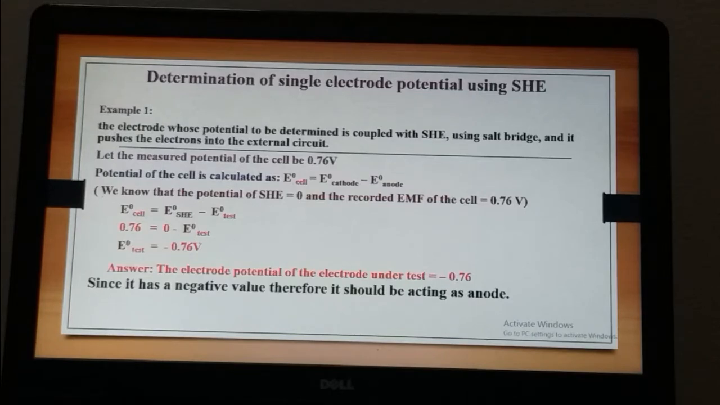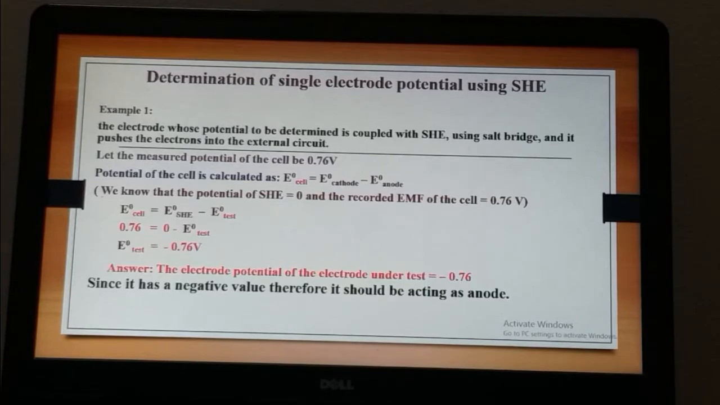Now let us discuss the determination of single electrode potential using the standard hydrogen electrode, whose abbreviation is SHE. If we couple an electrode with the standard hydrogen electrode using the salt bridge, and the electrode under test pushes the electrons into the external circuit, let the potential measured be 0.76 volts. Also, we know that the potential of the standard hydrogen electrode is 0. So, substituting the values of SHE and the measured potential, that is 0.76 volts, in the formula E naught cell is equal to E naught cathode minus E naught anode, we get the electrode potential of the electrode under test as minus 0.76 volts.